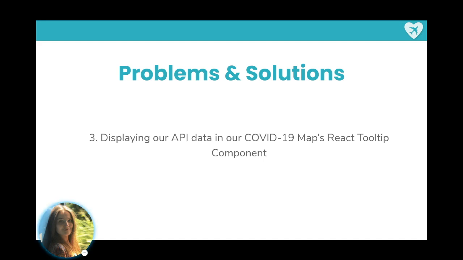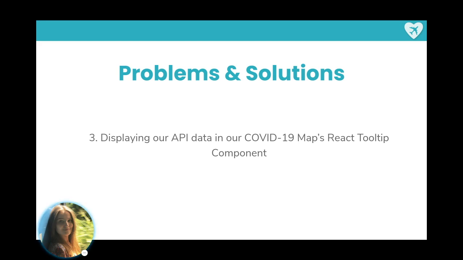So we knew we wanted a COVID map feature in our app, and we decided to use React Simple Maps as it seamlessly integrates with other libraries from the React ecosystem, such as React Tooltip, which we used for the info boxes on the map. The main problem we faced was trying to integrate our own API data with the map so we could customize it in the way that we wanted.